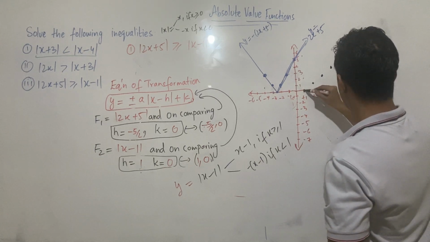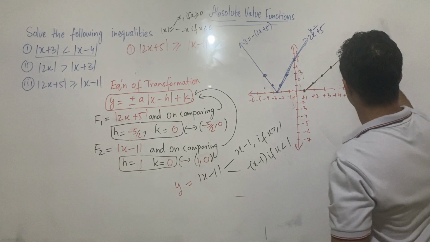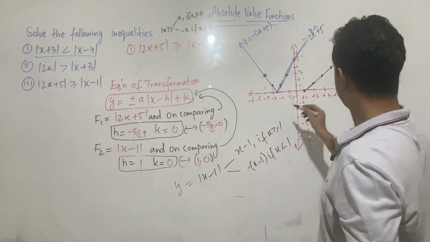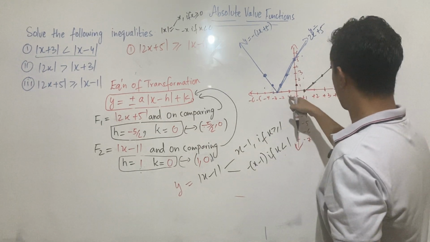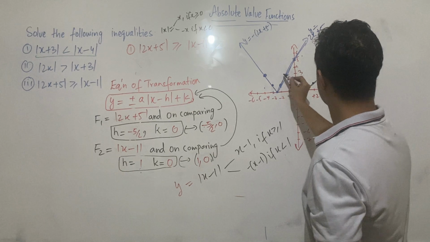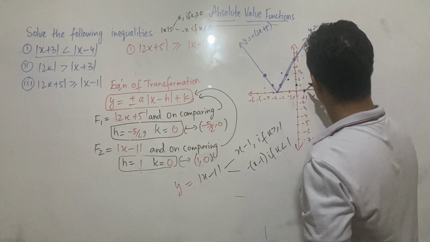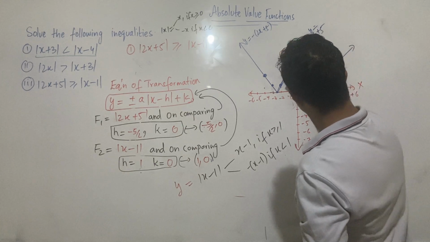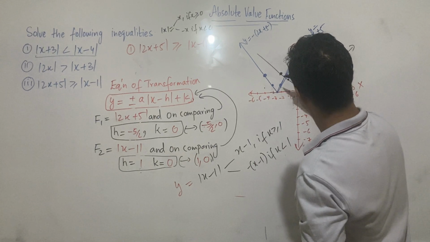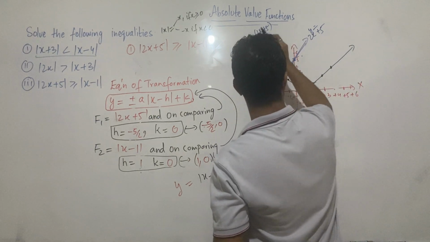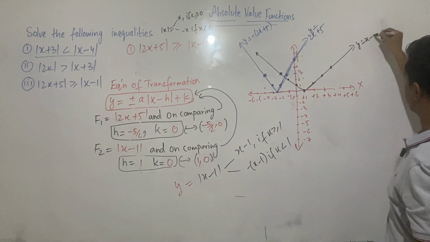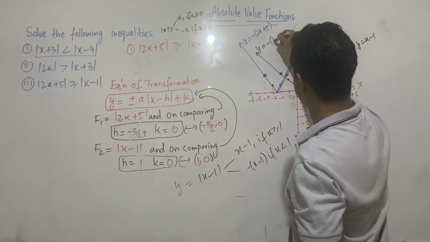If you connect this, and do it for values less than 1: for 0, 1; for minus 1, 2; for minus 2, 3. So it's going to be like this. This one is going to be y equals x minus 1. This is going to be y equals minus of x minus 1.